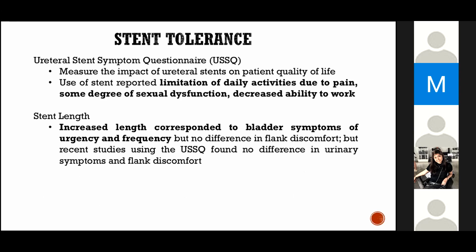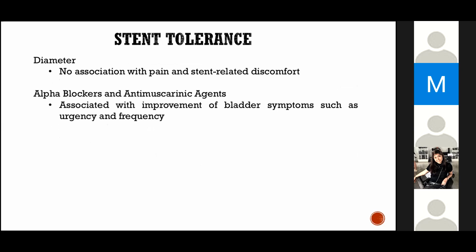So there we have the Ureteral Stent Symptom Questionnaire. It measures the impact of ureteral stents on patient quality of life. In studies that used the USSQ, there were reported limitations of daily activities due to pain, some degree of sexual dysfunction, and decreased ability to work. Increased length corresponded to bladder symptoms of urgency and frequency, but no difference in flank discomfort. However, in recent studies using the USSQ, there was no difference in urinary symptoms and flank discomfort.